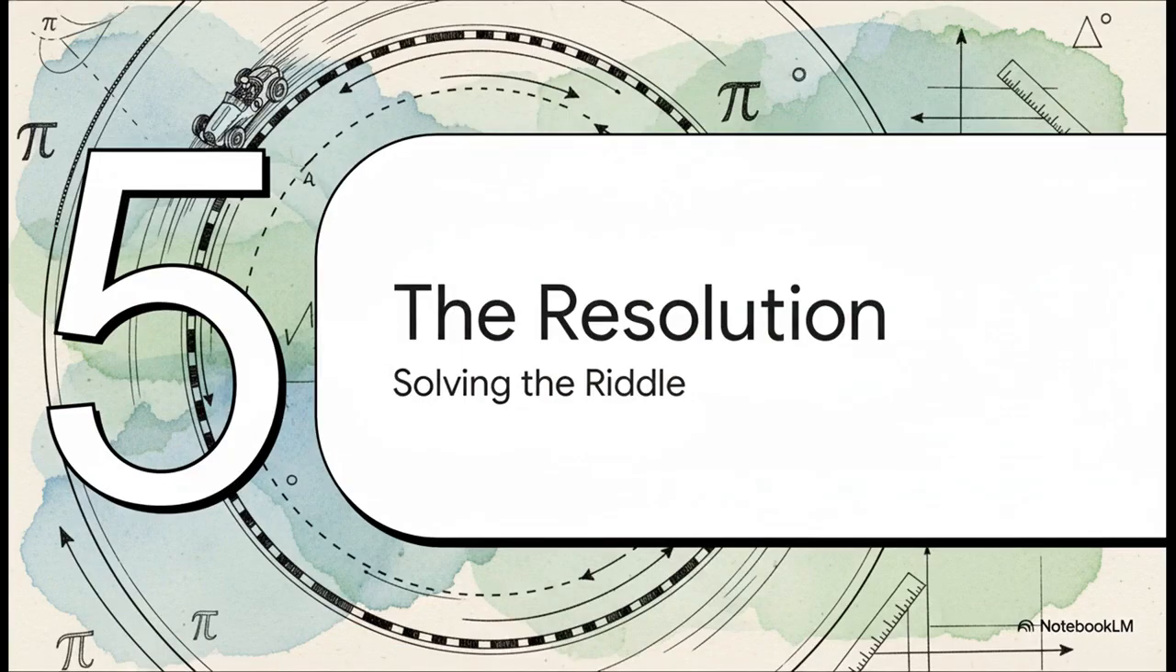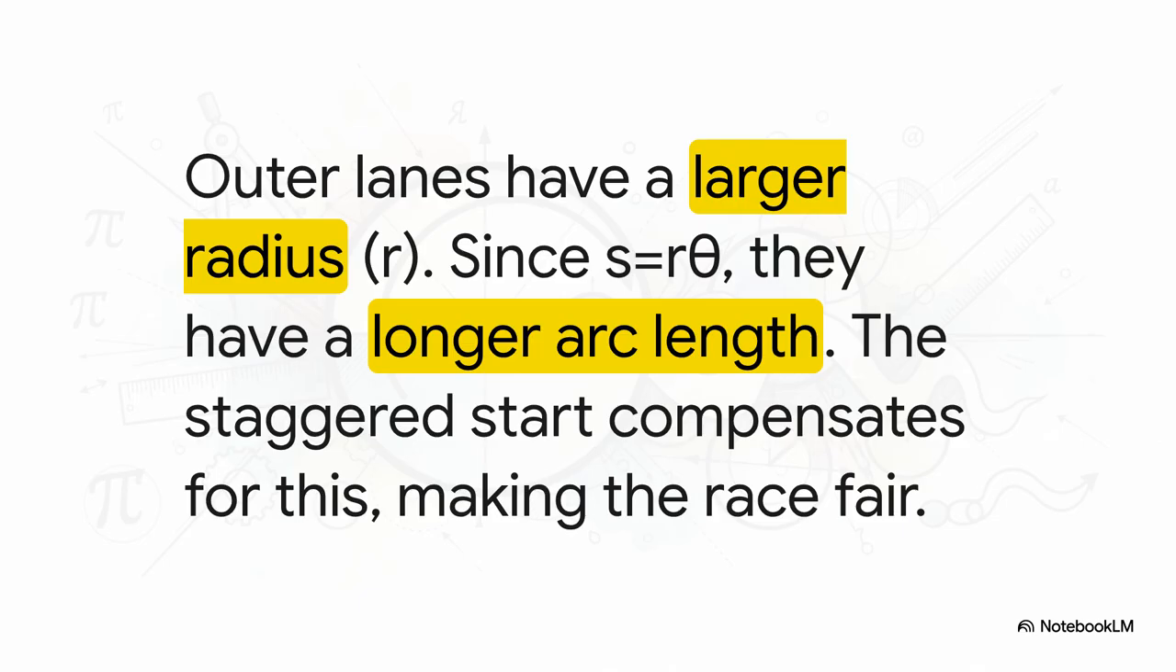Okay, so we've got the formula, we know the one critical rule we can't break, and we've seen how it works. I think it's time. Let's go back to our opening puzzle and finally solve that racetrack riddle. And here is the solution. It's actually pretty simple. Each lane on that track is part of a circle, but they all have a different radius. If you're running in an outer lane, your radius, r, is larger. And since arc length s equals r times theta, a larger radius means you have a longer curve to run. So that staggered start, it's just compensating for that extra distance. It's what makes sure everyone runs the exact same length to the finish line.